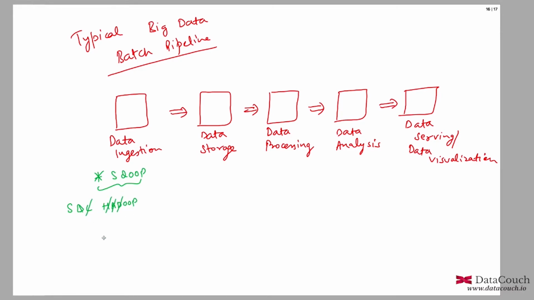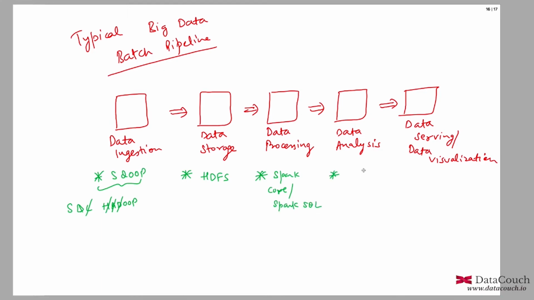So this is Scoop. Data storage is using like HDFS or some other NoSQL database, but I'm just writing HDFS here. It's a file system, distributed file system. Processing can be done through Spark Core, or many companies use Spark SQL also for processing.